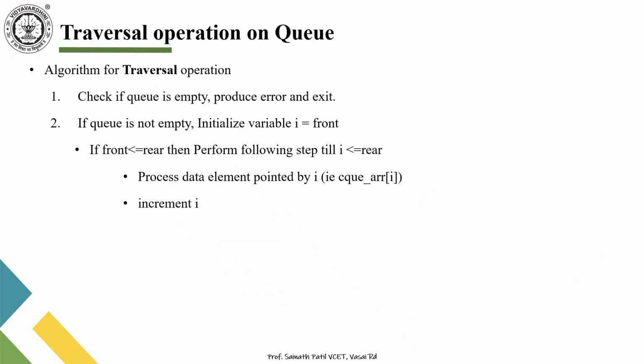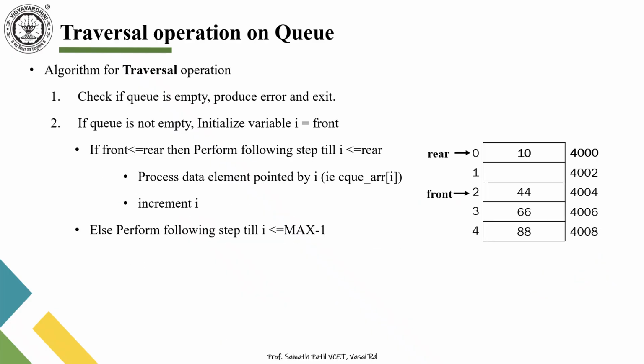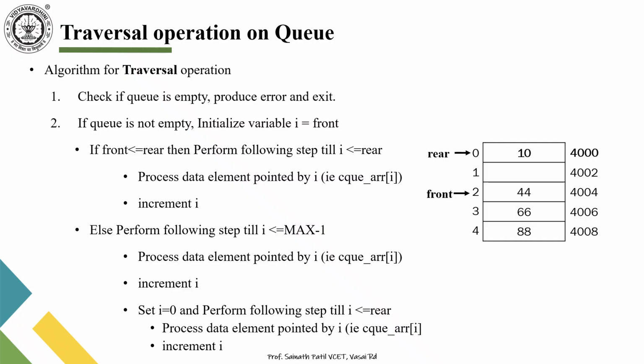And then we set I equal to 0, and we start from the 0 position again. So set I equal to 0 and perform the following step till I is less than or equal to rear. Every time it should be incremented till it is less than or equal to rear. So that will display the data.